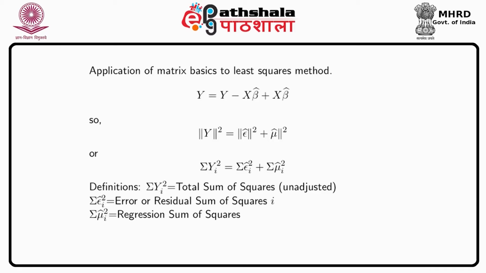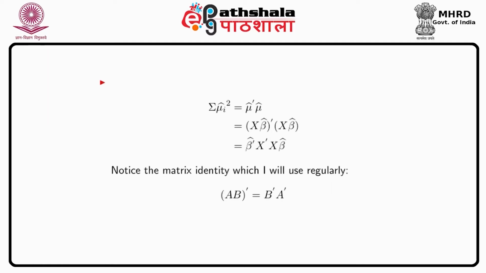So summation yi square equals summation epsilon i hat square plus summation mu i hat square, where by definition summation yi square is the total sum of squares for the unadjusted values of the response. Summation epsilon i hat square is the error or the residual sum of squares, and summation mu i hat square equals the regression sum of squares. Now, alternative formulas for the regression sum of squares can be found on the next slide as we derive them in terms of the x and the beta.